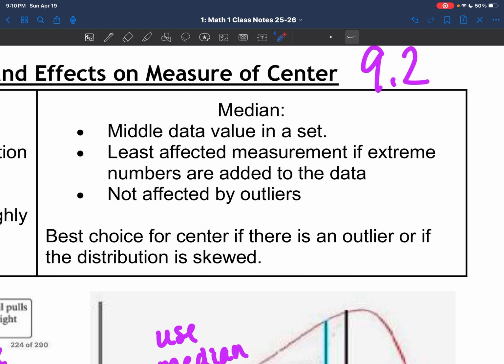The median, we also talked about as a measure of center, is the middle of the data set. That's least affected by any extreme numbers, and it's not affected by any outliers. So this is the best choice if there's an outlier or if the distribution is skewed.